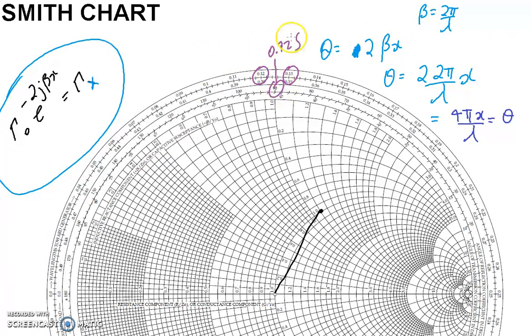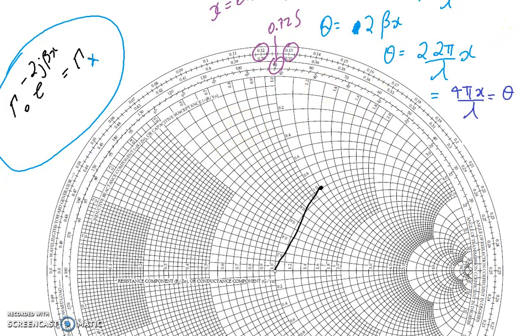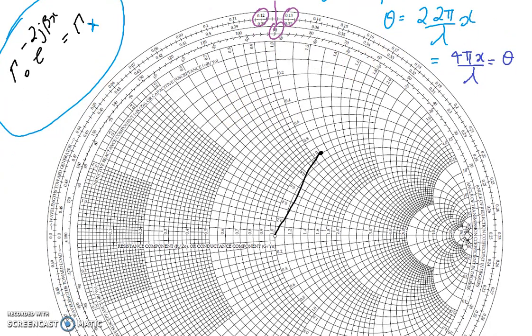And of course, if you have k equal to 0.125, that means that your x is equal to 0.125 times lambda. And so if you know lambda, you know x. And so this is how this is useful right here.